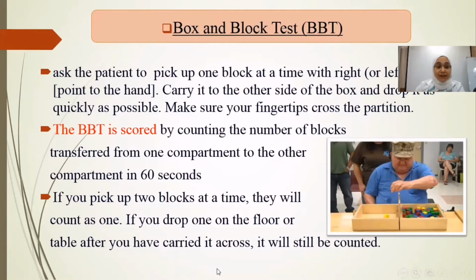And there are some tricks in this. If you ask the patient to pick one at a time and he picks two, it is calculated as one. Some patients will be in a hurry and take two cubes. No, please, only one at a time. If he took two, it's considered as one. If he took the block, the cube, and passed the separator, and it fell on the ground, it will be counted as one. So this is the box and block test.